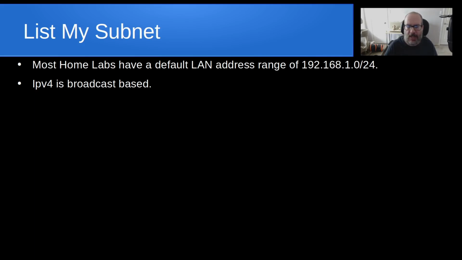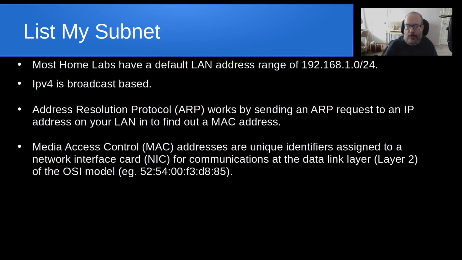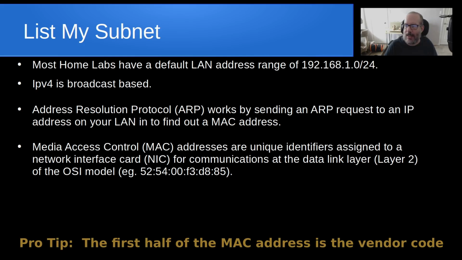And what exactly does that mean? Well, Address Resolution Protocol, otherwise known as ARP, works by sending an ARP request to an IP address on your LAN to find out what a particular MAC address is. And so media access control, or MAC addresses, are unique identifiers assigned to a network interface card, otherwise known as your NIC, for communications at the data link layer 2 of the OSI model.